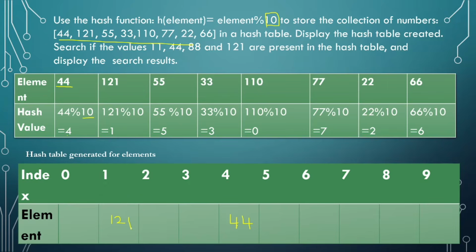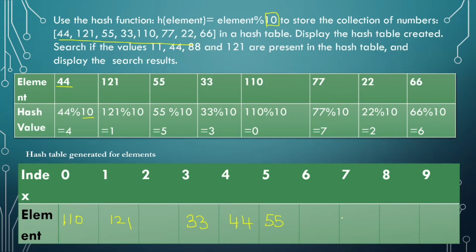121. Okay. Next is 55. So 55 mod 10 is what? 5. So then 55 you are going to mention. The index number of 55 is 5. And next one is 33. 33 mod 10 is 3. So here the 33 is going to take place. Again 110. 110 mod 10 is 0. So here 110.